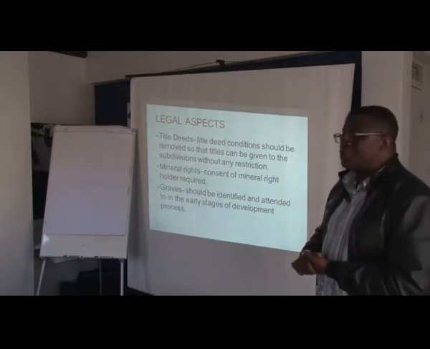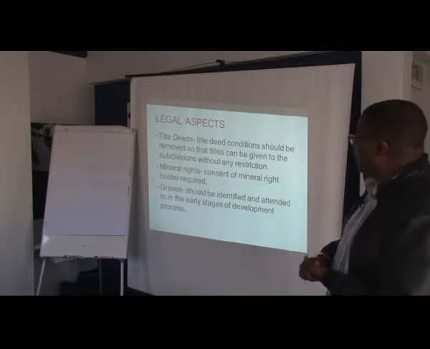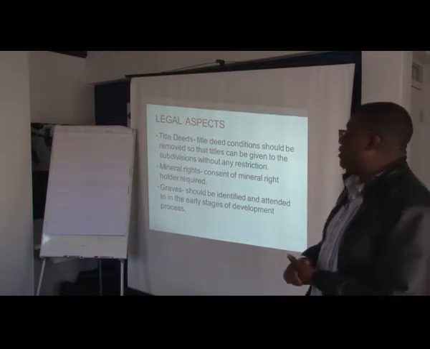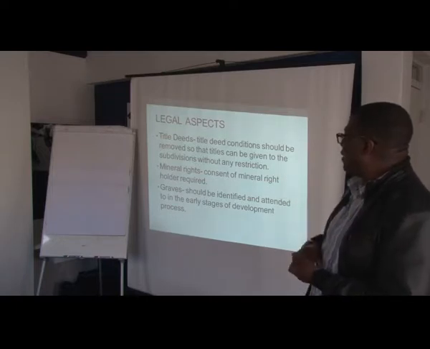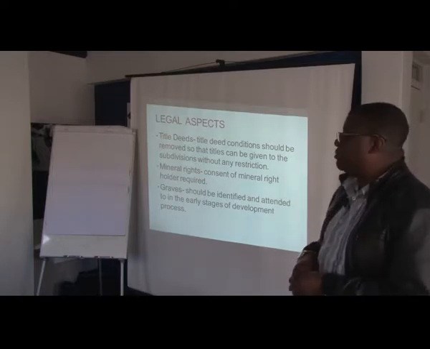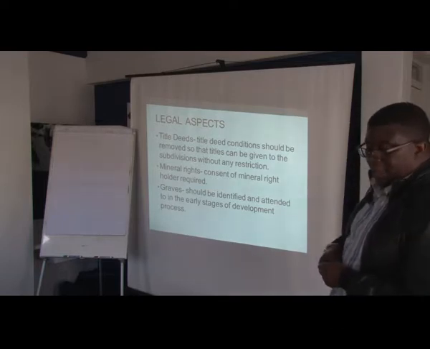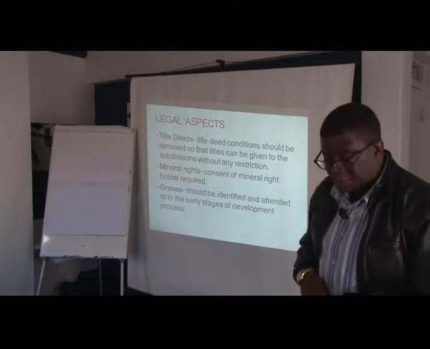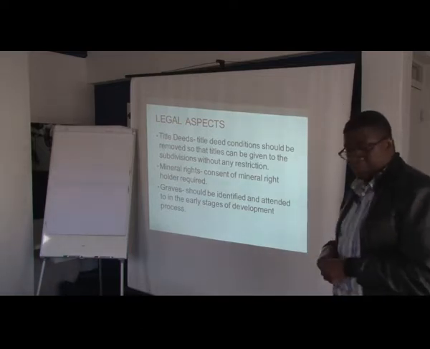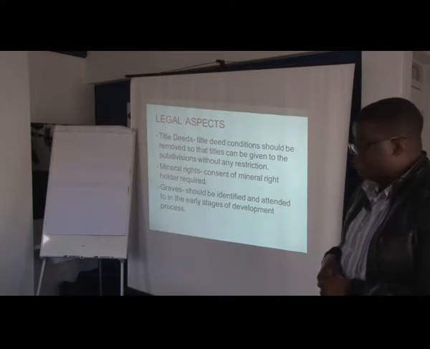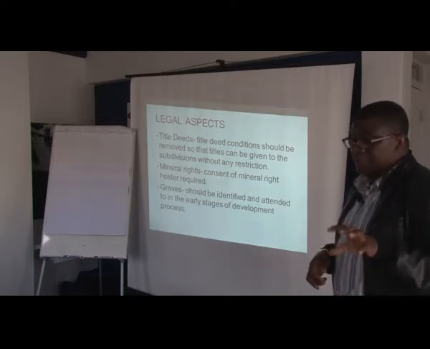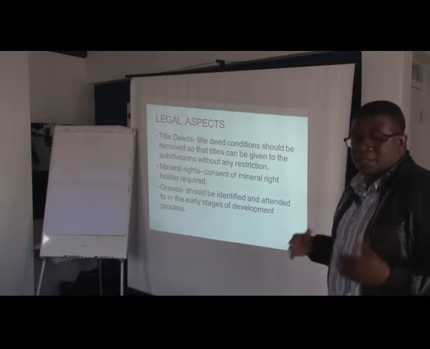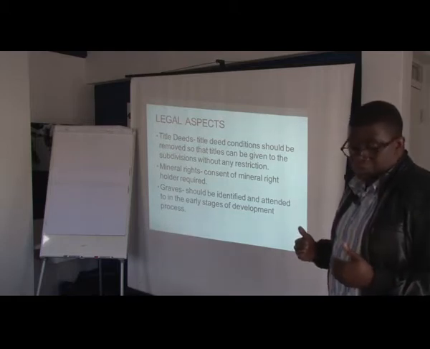It's always good that you deal with the legal aspects of the land first and foremost in the early stages of the development. And one of the legal aspects is, like I said, the title conditions. If there are any cumbersome or onerous conditions of title, make sure that those are removed before the subdivisions, so that once the subdivisions are made, the stands are now sold without any negative title conditions.